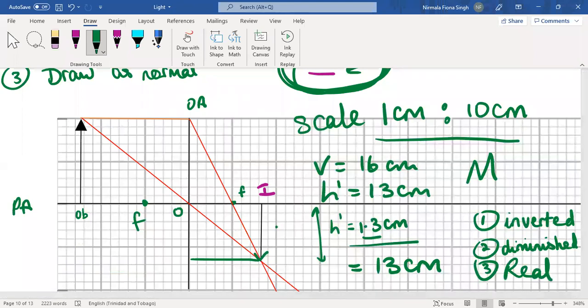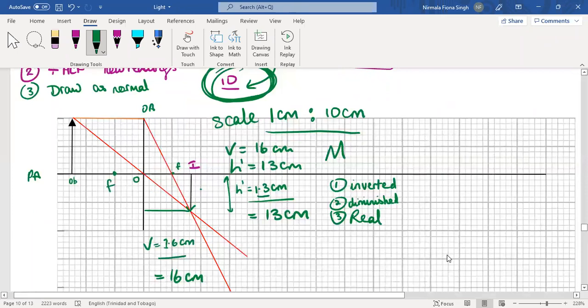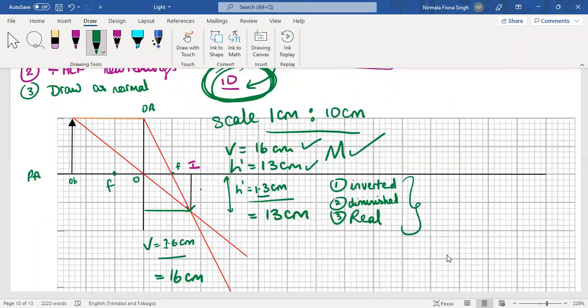So when you all do questions like this, we ask you several things. We ask you, 1, to work out your V, to work out your image height, to work out your magnification, and then to describe the nature of your image. So anytime you all do these drawings, get in the habit of writing all of these down, because you never know what they're going to ask you in exams. And it's best that you learn how to identify everything from your questions.